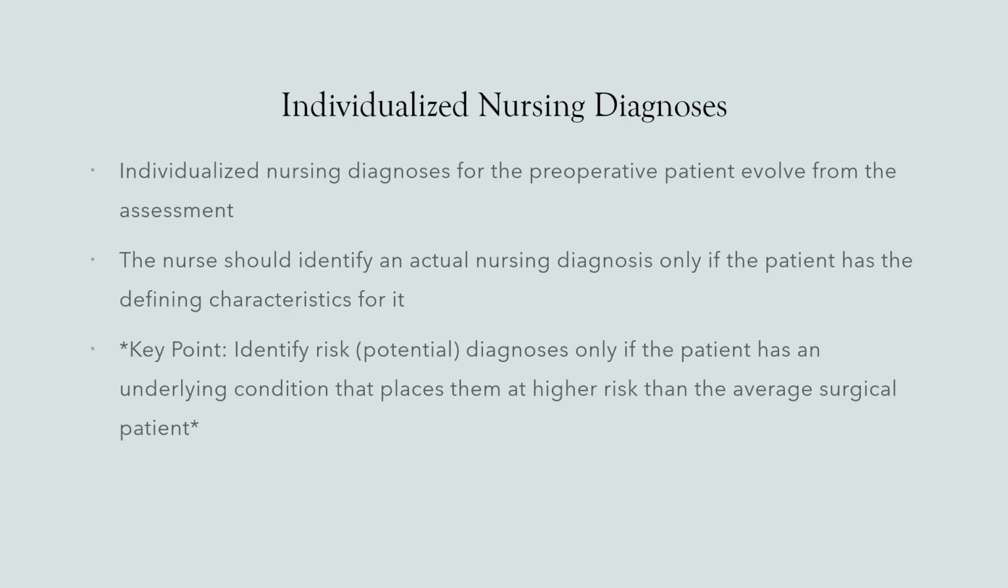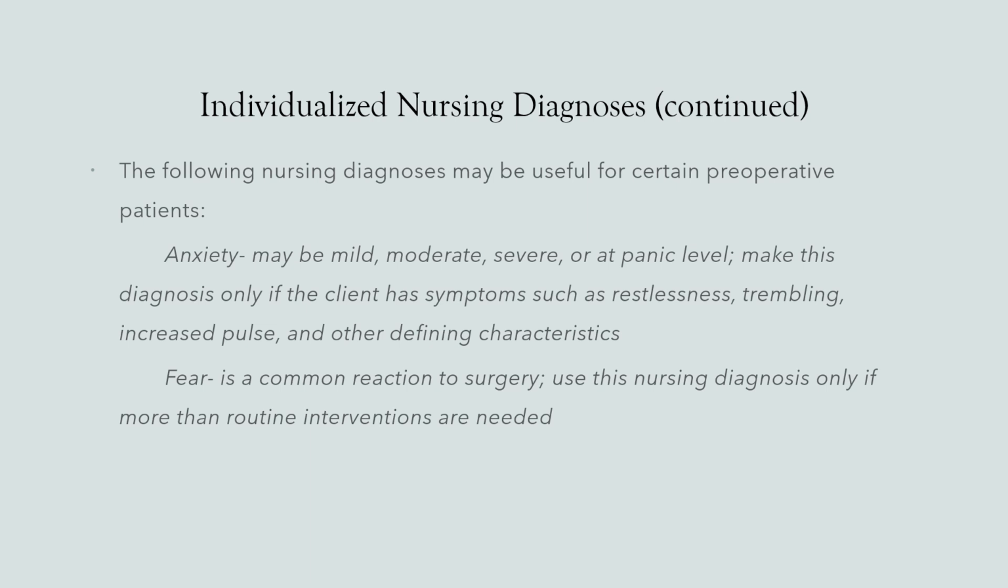So, individualized nursing diagnoses for the preoperative patient will evolve from the assessment. The nurse should identify an actual nursing diagnosis only if the patient has the defining characteristics for it. So, we will identify risk, meaning potential diagnosis, only if the patient has an underlying condition that will place them at higher risk than the average surgical patient. The following nursing diagnoses may be useful for certain preoperative patients.